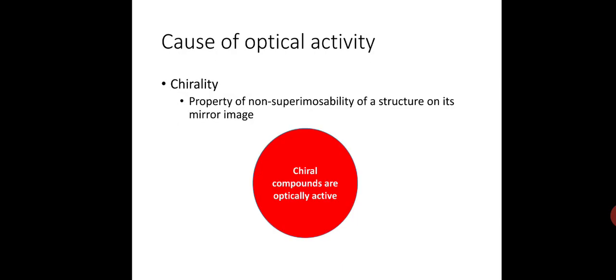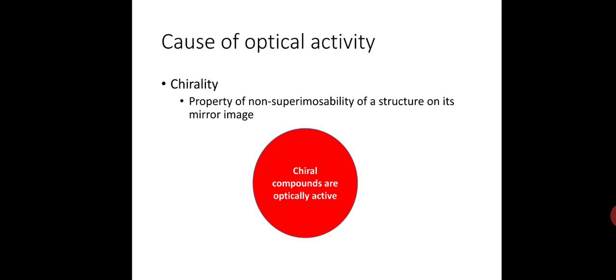Now coming to the next thing: we have already said that the light we are using should be plane polarized light, and the second thing is about the molecule. Do all the molecules that we see in chemistry show optical activity? No, of course not. Only some molecules will show optical activity, and others will not. The main reason for optical activity, as has been studied, is that those compounds which are chiral will be optically active.